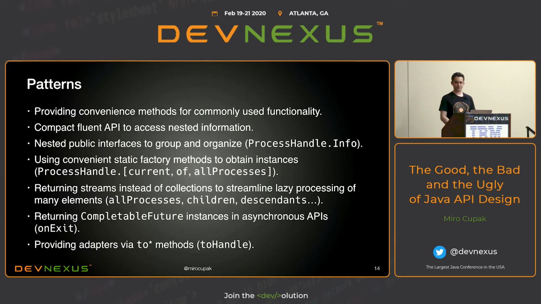Also note the pattern for building asynchronous APIs by returning CompletableFuture instances. That's simply the way to do asynchronicity in Java now since Java 8. So yeah, that's just how async should be done. And we saw that in action with the onExit method, of course. There was an interesting use of the adapter pattern too, by providing two methods to do the conversions, such as when going from process builder to process handle. Also very nice and useful.